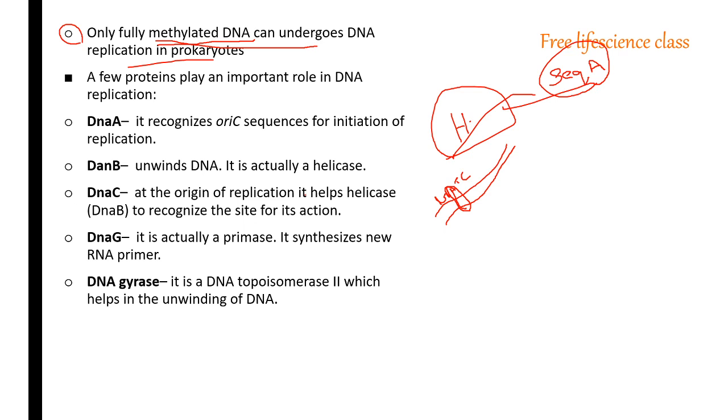We can discuss a few proteins that help in DNA replication. Okay, the first one is DnaA protein. DnaA protein is the main protein that helps in recognizing the origin of replication, the oriC sequence. That means this will recognize the oriC sequence. Then only we can start initiation. Yes. Then about DnaB protein.